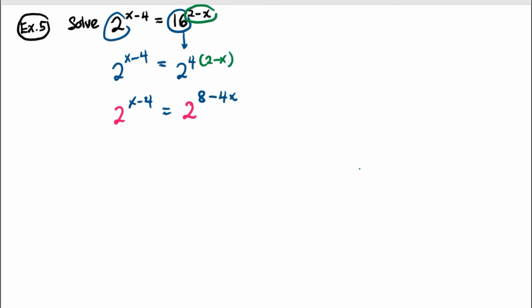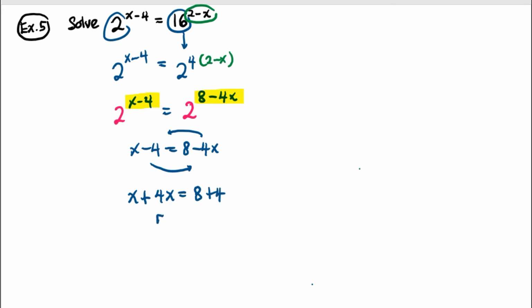Now, because we have the same base, we can compare the index. So I compare x minus 4 with 8 minus 4x. Now, I want to solve this linear equation. So I want to bring negative 4x to the left side and negative 4 to the right side. So we'll have x plus 4x, and this one will become 8 plus 4. So I have 5x, which is equal to 12. Therefore, I have x equal to 12 over 5. We are done with this one.